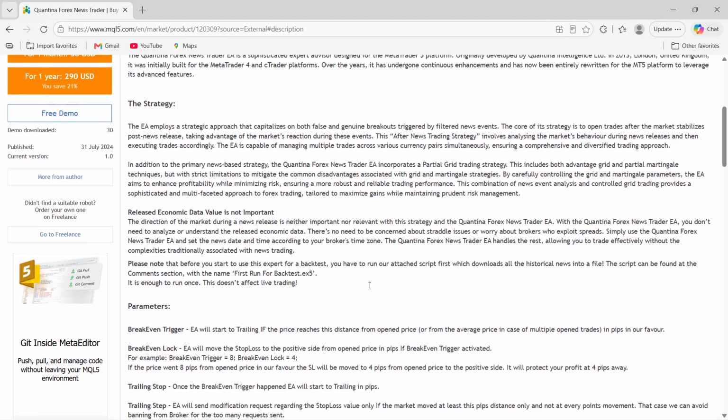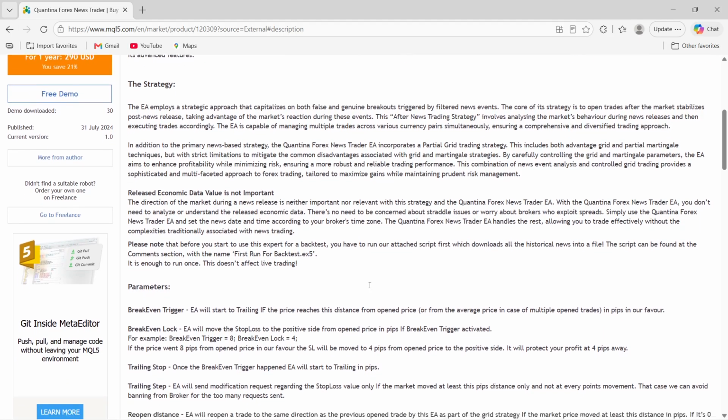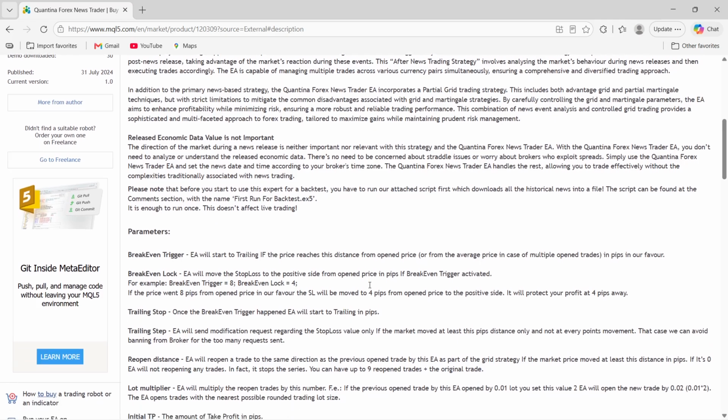They also emphasize that this is designed to work on multiple currency pairs, especially USD pairs, and can be configured to scan several instruments during a single news event.